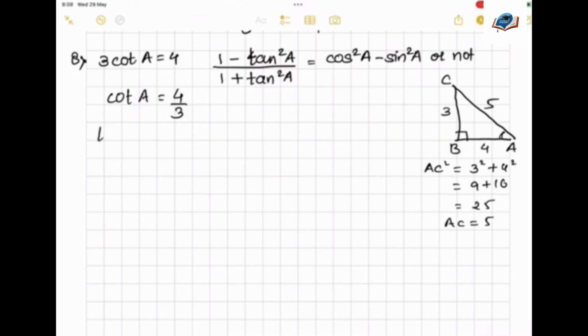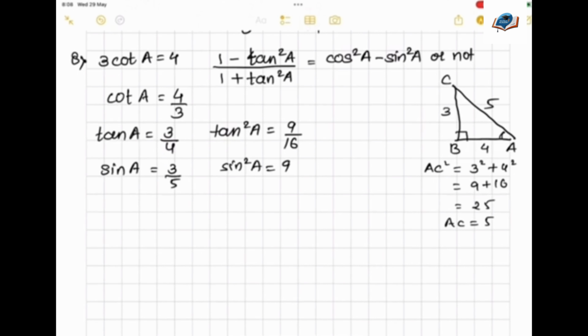Now tan A will be opposite upon base, so 3 by 4. So tan square A will be 9 by 16. Sin A will be perpendicular upon hypotenuse, so 3 by 5. So sin square A will be 9 by 25, and cos A will be base upon hypotenuse, so 4 by 5. So cos square A equal to 16 upon 25. Now let us put the values.